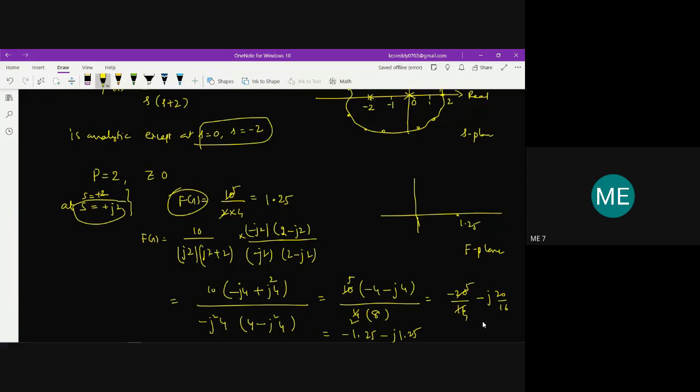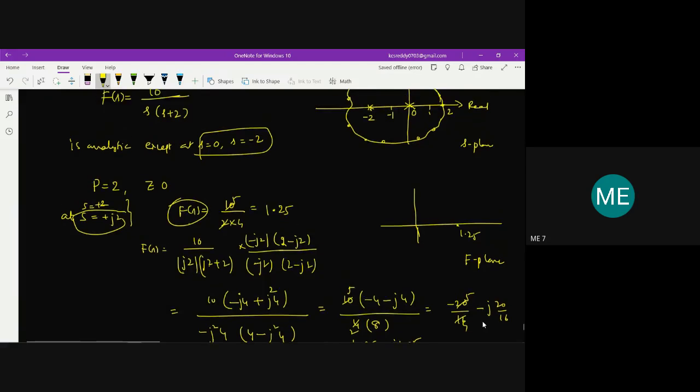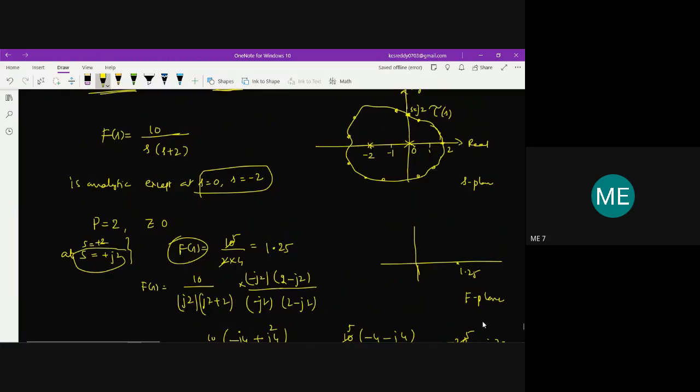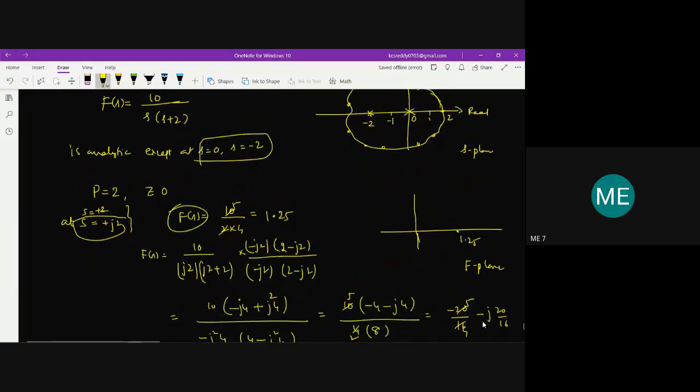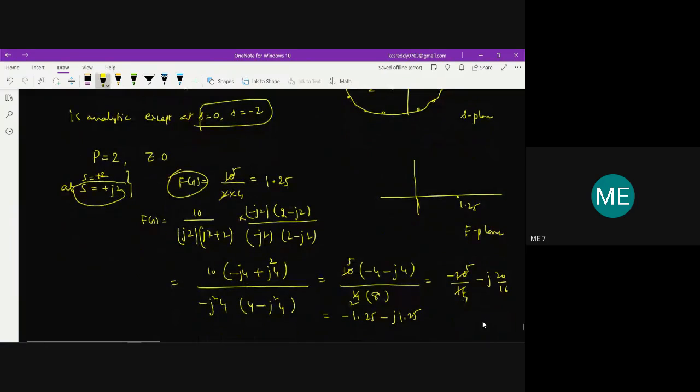So here s equal to j2, for the same value, that is s equal to j2 in the f plane, I'm getting minus 1.25 minus j1.25. So here, this is say minus 1.25, and this is minus 1.25j. So here this is the point where I'm going to get.